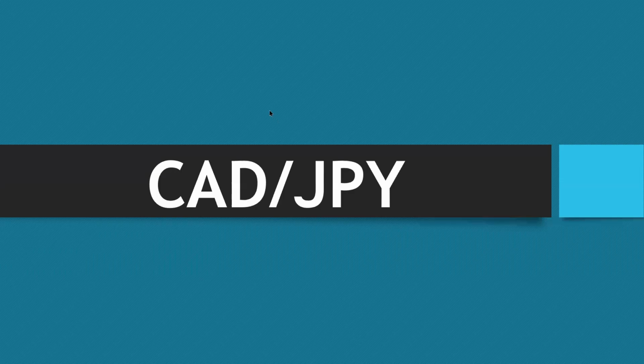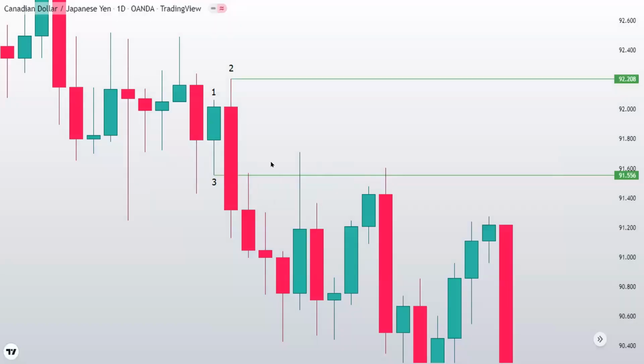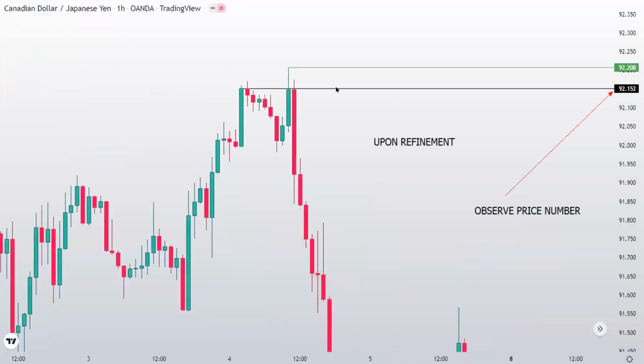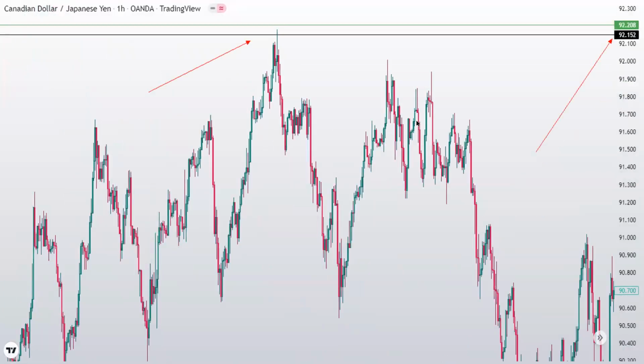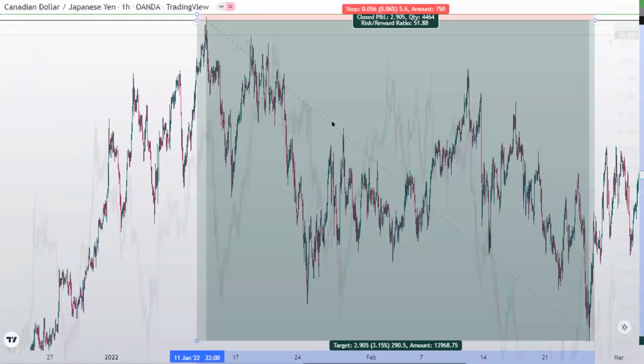Also, we have this CAD JPY. We have this type 1 on the daily time frame. And when I come to define it on the 1 hour time frame, this was my liquidity engineering, reactive liquidity engineering. Later on, the market comes, taps into the entry point, as you can see. Then the market starts to go down. 290 pips was the result of this trade.